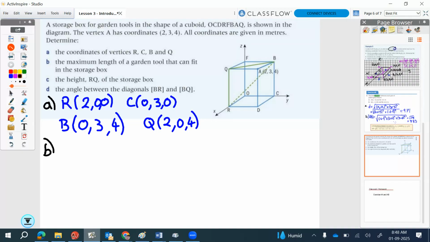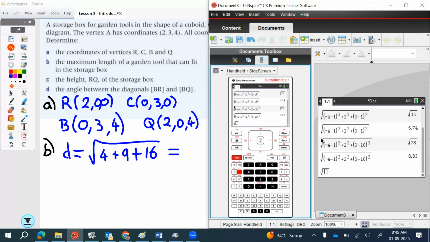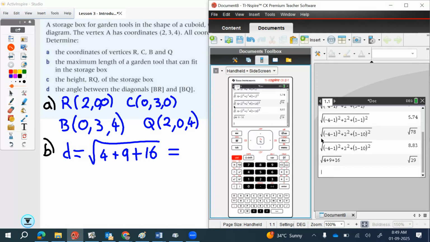We can either find the length RB, or I'm going to find the length O to A, because at the origin all of the coordinates are 0. So the difference between them makes it really easy. I can just use the coordinates of A for that one. So our distance is going to be the square root of 4 plus 9 plus 16, so root 29.